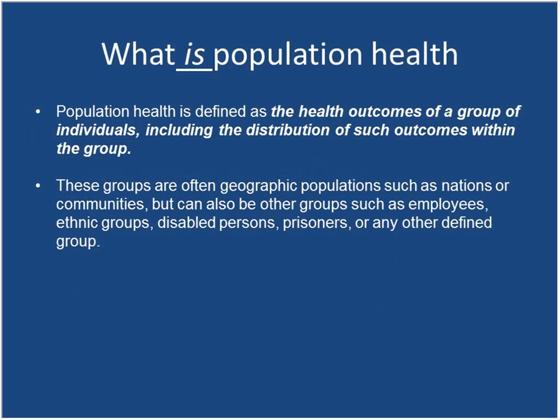And while we're asking that, I think we just need to take a minute and say, well, what really is population health? What are we talking about here? So population health is defined as the health outcomes of a group of individuals, including how the health outcomes are distributed. And it can be geographic, it can be communities, employees, ethnic groups, disabled people, prisoners, or any other defined group. But it's looking at the health overall.